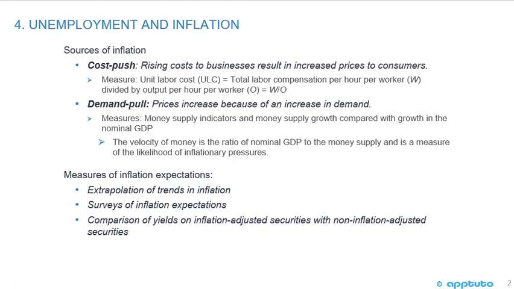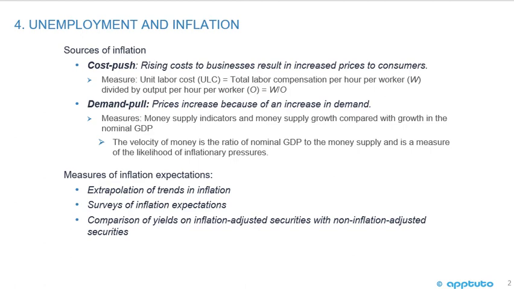But there's a measurement here. The unit labor cost, ULC, equals the total labor compensation per hour per worker, W, divided by the output per worker, which is O. So that's just a simple formula, W over O.